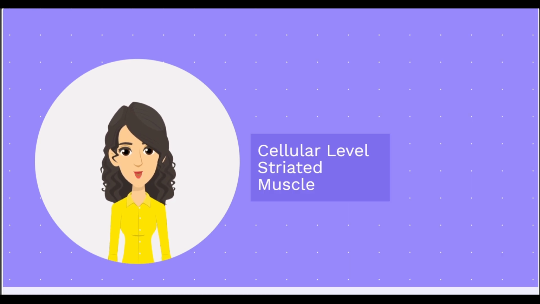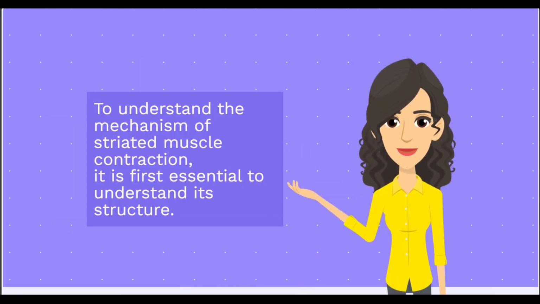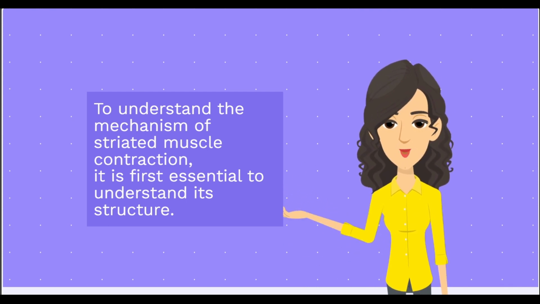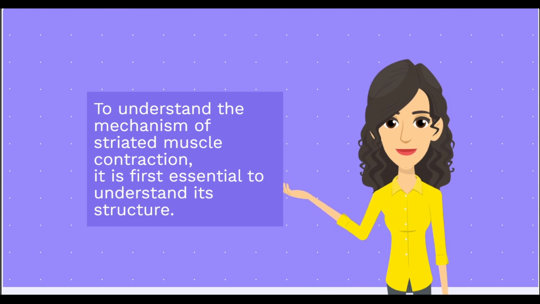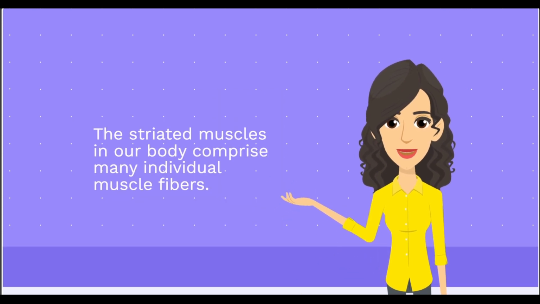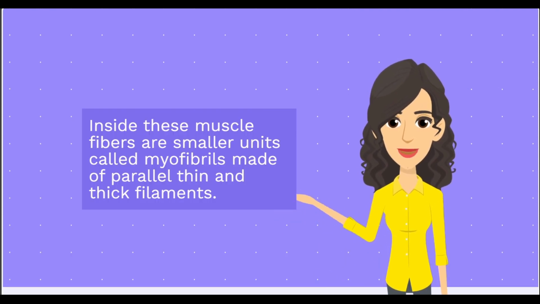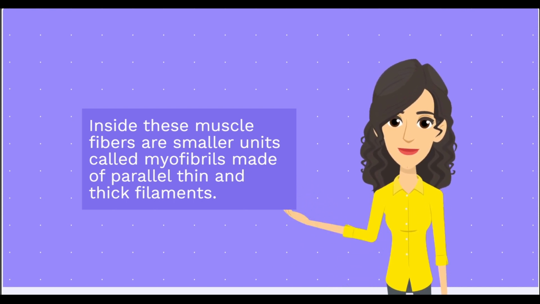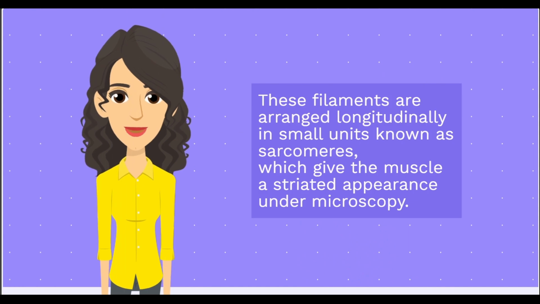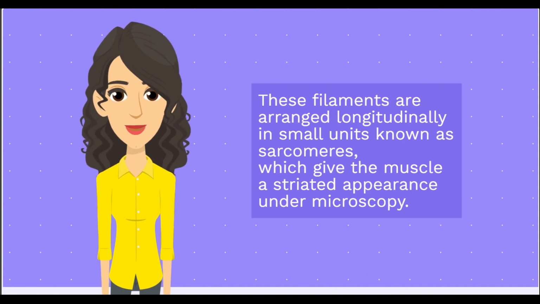Cellular level. Striated muscle. To understand the mechanism of striated muscle contraction, it is first essential to understand its structure. The striated muscles in our body comprise many individual muscle fibers. Inside these muscle fibers are smaller units called myofibrils made of parallel thin and thick filaments. These filaments are arranged longitudinally in small units known as sarcomeres, which give the muscle a striated appearance under microscopy.